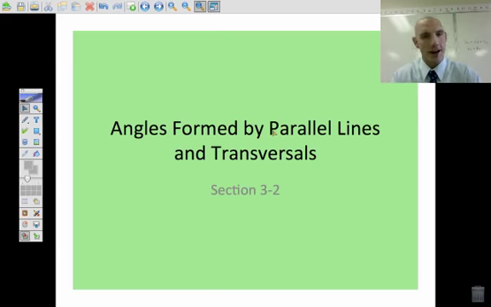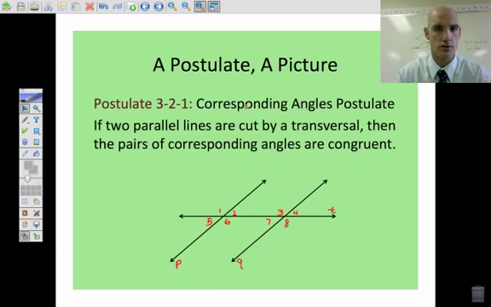Welcome back. We're going to talk about angles formed by parallel lines and transversals. We've already talked about the basic relationships. Now we're going to get an idea of how the angles that are formed are actually related. So here we go. This is section 3.2.